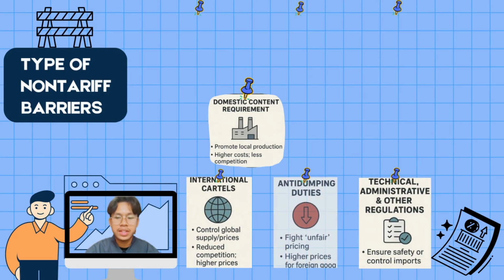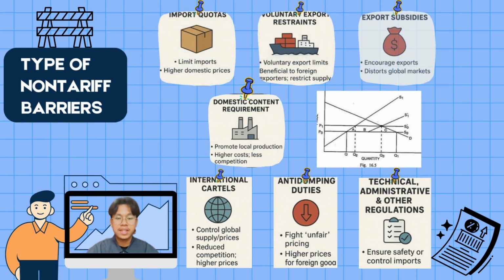Non-tariff barriers are trade restrictions that do not involve taxes, but instead use rules, limits, and regulations to control import and export. First, import quotas limit the quantity of goods that can be imported, which protects local industries but raises prices. Next, voluntary export restraints occur when exporting countries voluntarily limit their exports to avoid stricter restrictions.